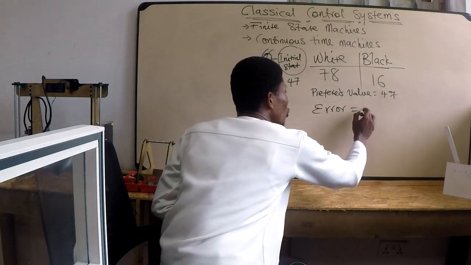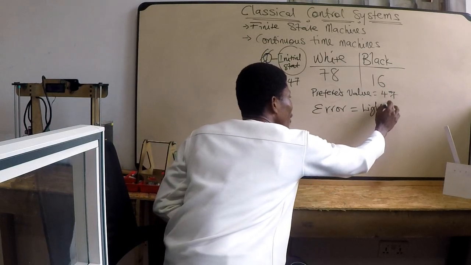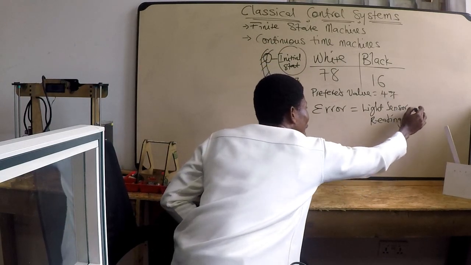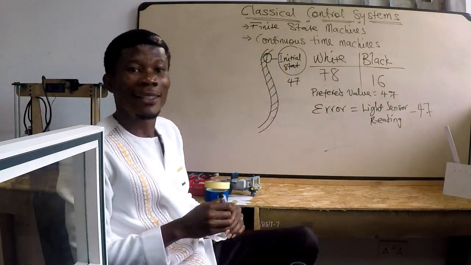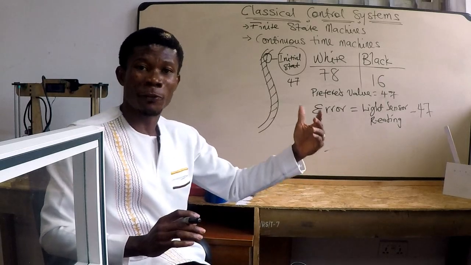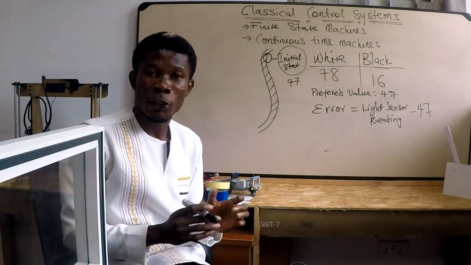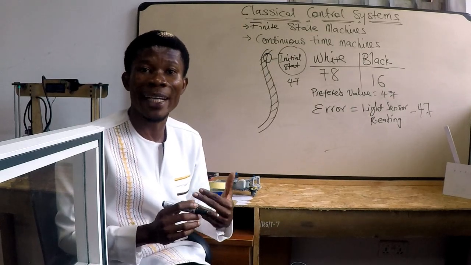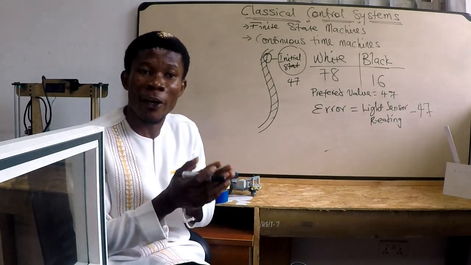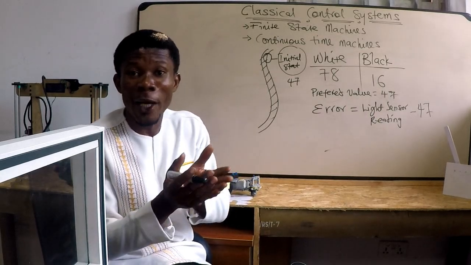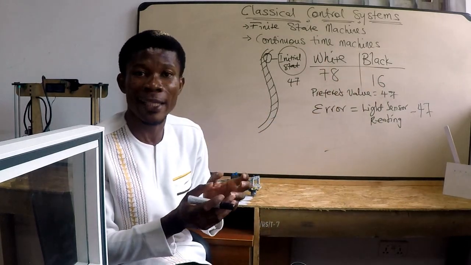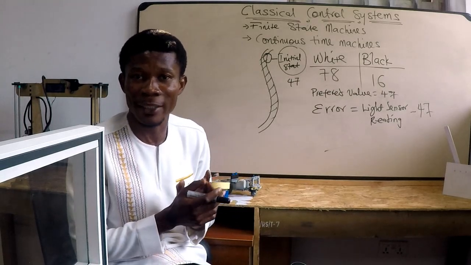That error is equal to the light sensor reading minus 47. Just like our chocolate factory situation. Our preferred value was 45 for the chocolate in terms of temperature. So if we wanted to know how much the temperature has risen beyond the preferred value, it's as simple as subtracting the preferred value from the sensor value. Because we are using a light sensor in this case, the light sensor value minus the preferred value will tell us the margin by which the light sensor has deviated.